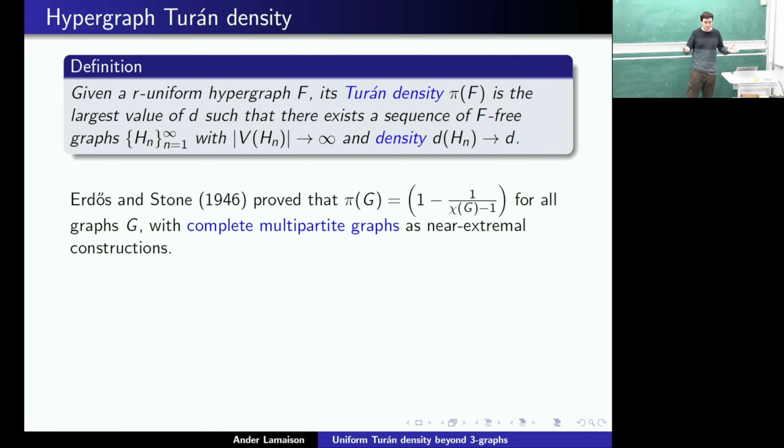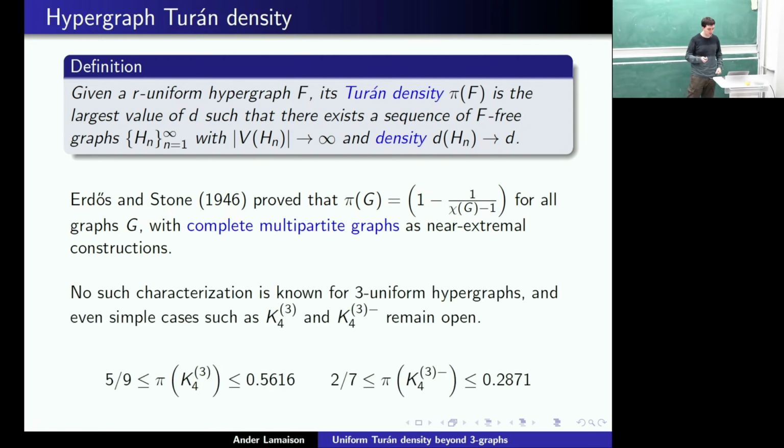But for hypergraphs, no such characterization is known, and in fact, it's a very bad situation. Even for very, very simple hypergraphs, such as, for 3-uniform hypergraphs, the complete graph on 4 vertices, we don't know the value of the Turán density. Even take that and remove an edge, so we only have 3 edges on 4 vertices, we don't know the Turán density of that. So it turns out to be a surprisingly difficult problem.